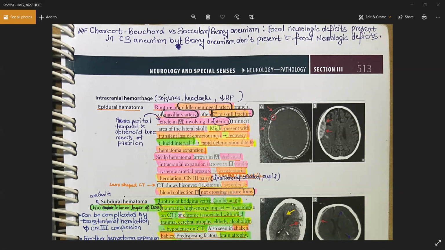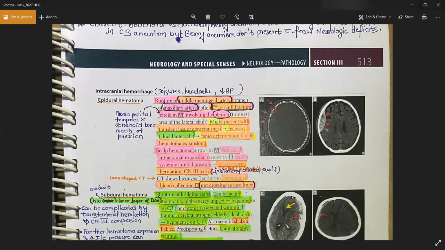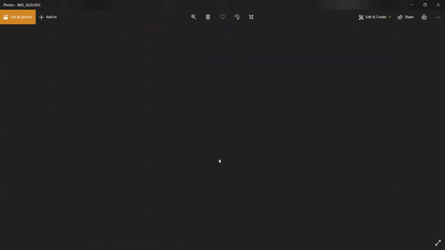Please note, because this dura mater will ultimately fuse with my sutures, it cannot cross the suture lines. It will be shown as a hyperdense mass, as you can see. This will be seen as the ischemia. Let me go back.